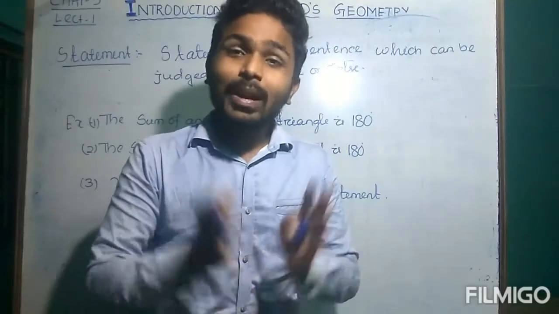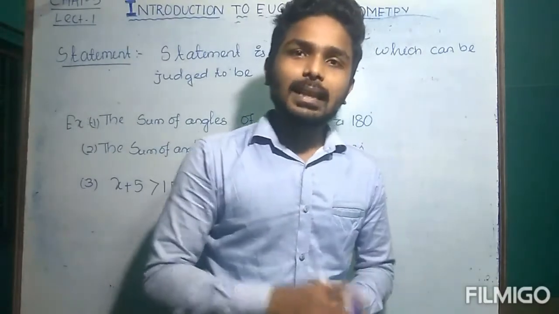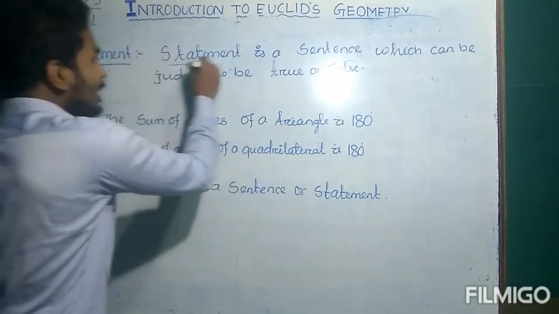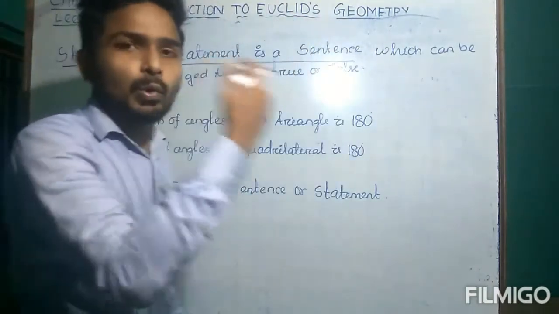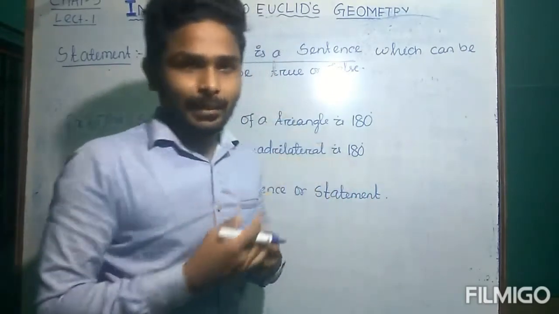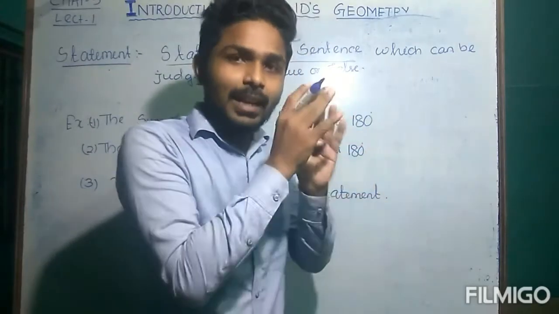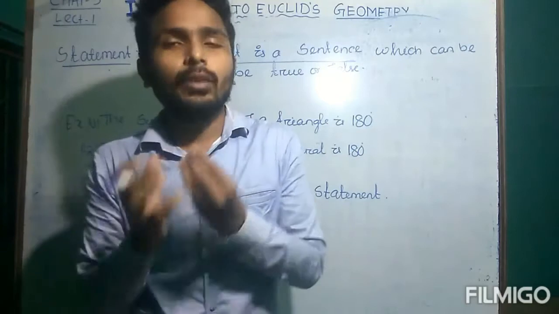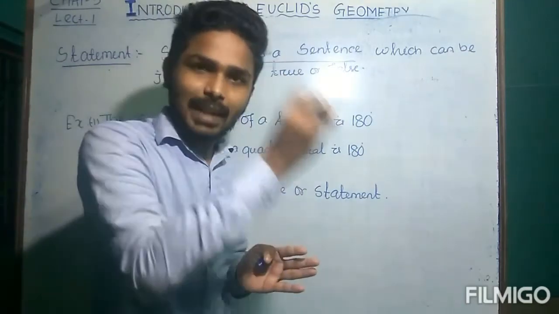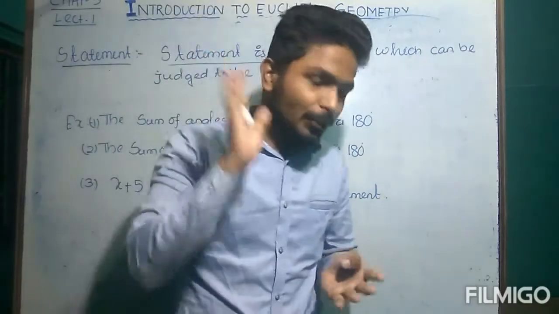And now let us talk about another term, that is statement. Like the definition, a statement is also a sentence. Right. So a statement is a sentence which we can judge. We can judge means we can predict, we can suggest, we can give our opinion whether the given sentence is true or false. So ultimately the meaning of the statement is a sentence which can be judged to be true or false. Let me give you an example.